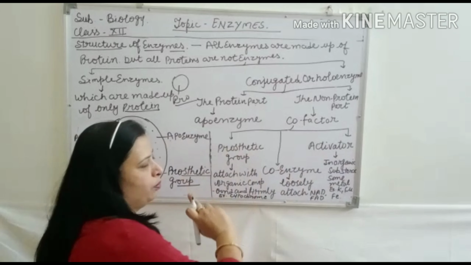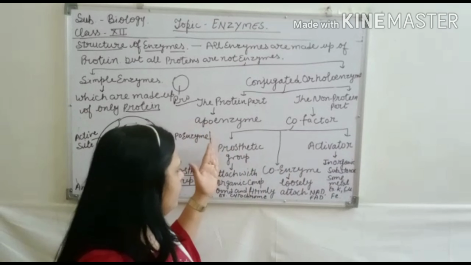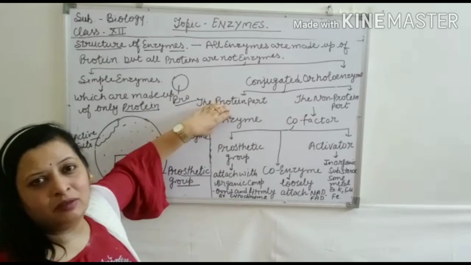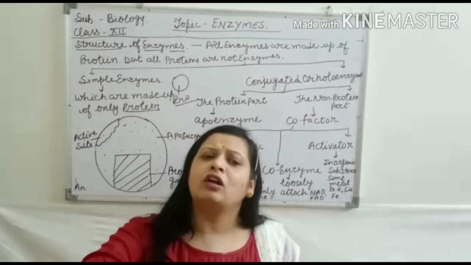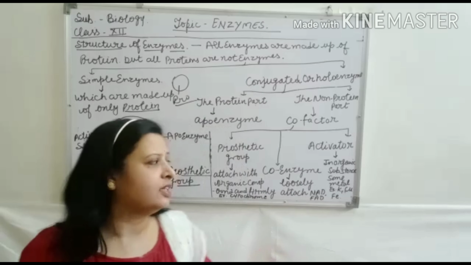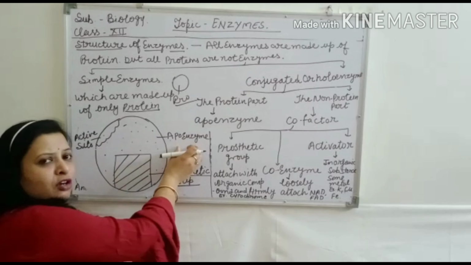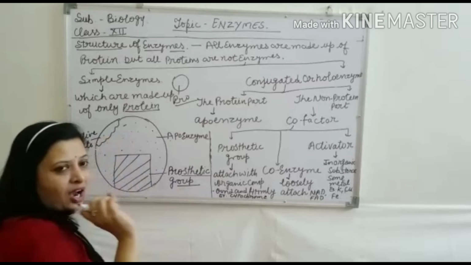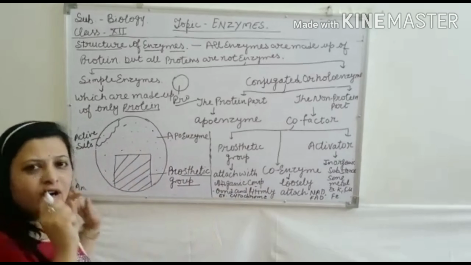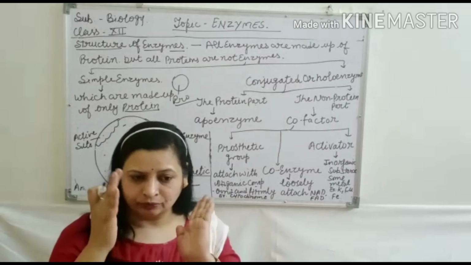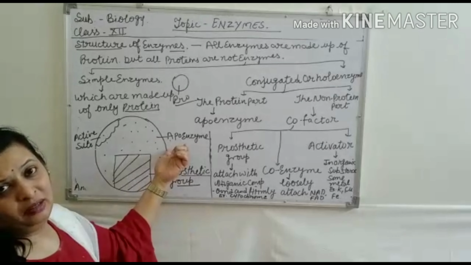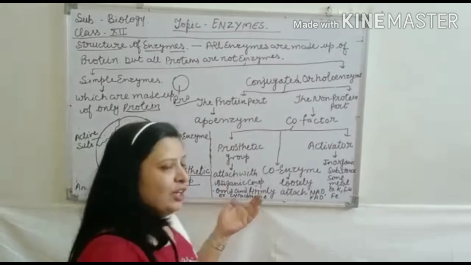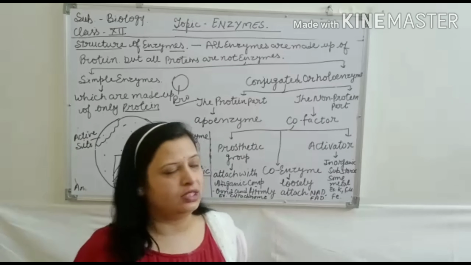First is the prosthetic group. When an organic compound is attached with the apoenzyme and is firmly bonded, we cannot easily remove it from the apoenzyme. This is the part of apoenzyme and this is the prosthetic group attached with an organic compound, firmly bound. It is called prosthetic group. Examples are cytochrome or some flavoproteins.